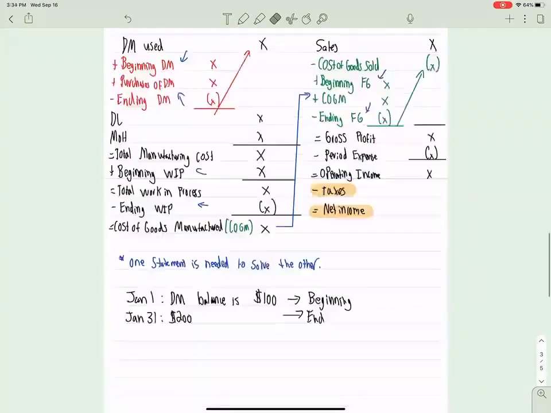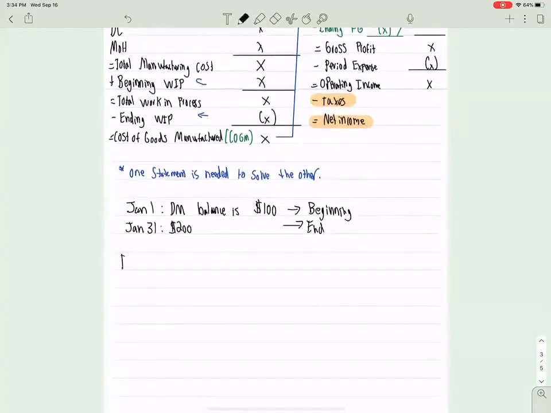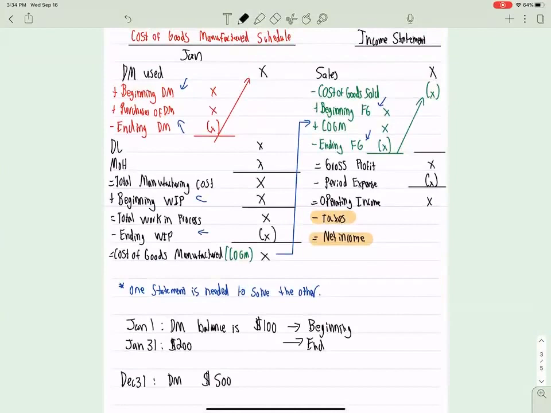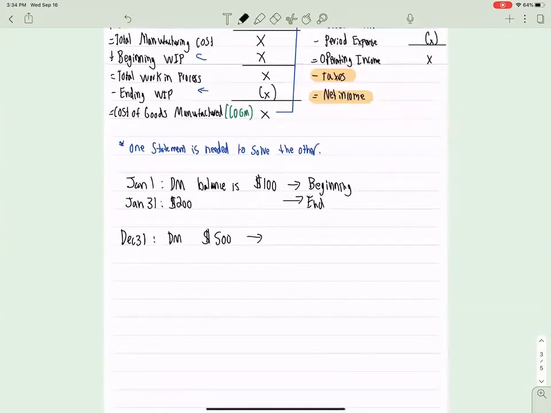Another trick on the exam, okay? What if they were doing a COGM schedule for January, and I told you my balance of DM at December 31st was 500 bucks? What does that mean? Do you guys think that's the beginning or the end? What do you guys think? I want everyone to see here. If we're doing a COGM schedule for January, the end of one month, the end of December, then becomes the beginning of January. All right? So be careful. I'll even write it here. The end of one month is the beginning balance of the next month.